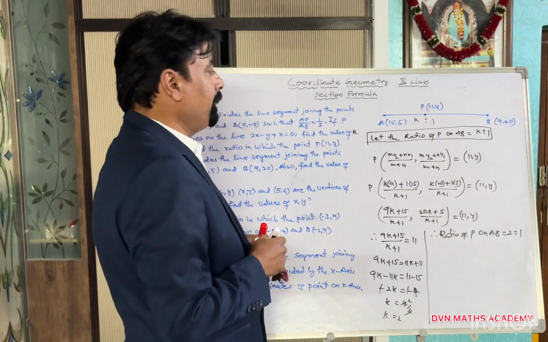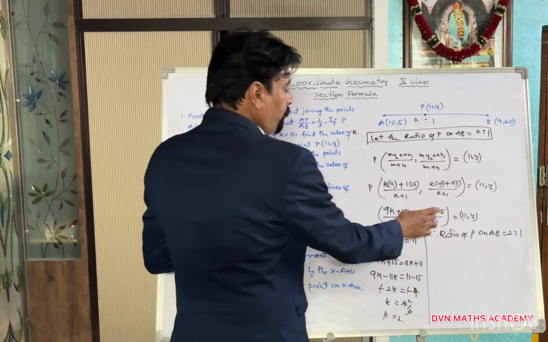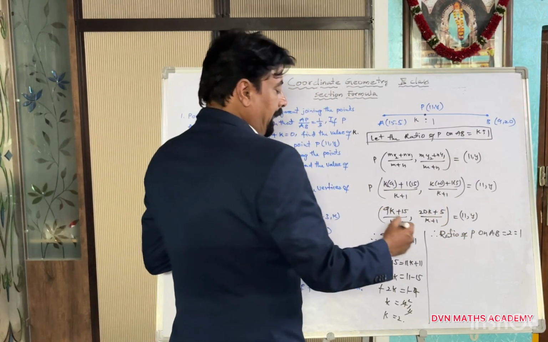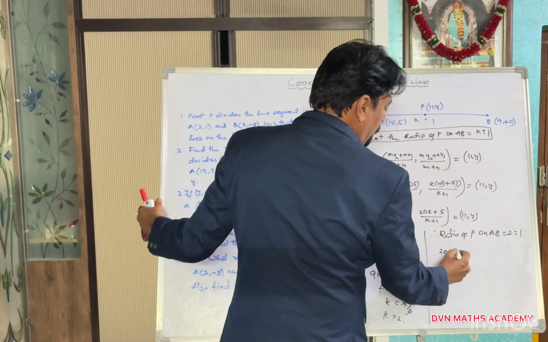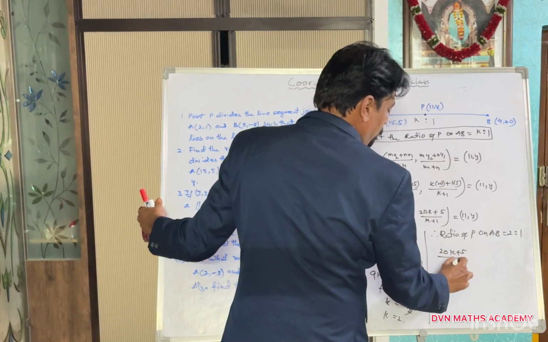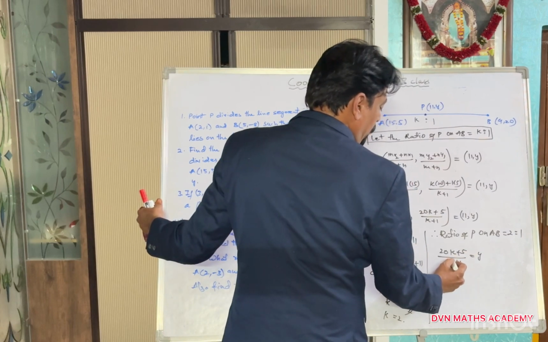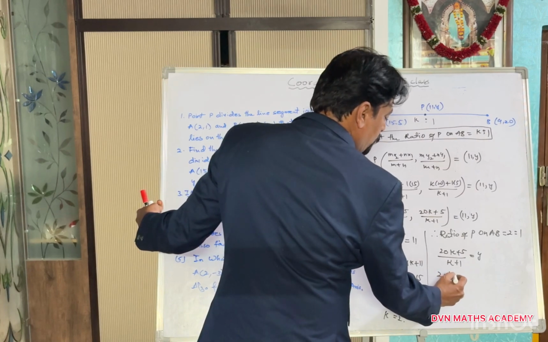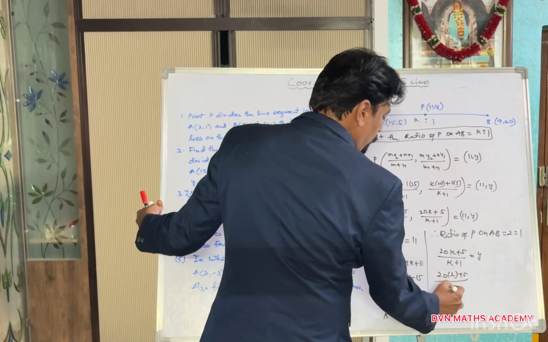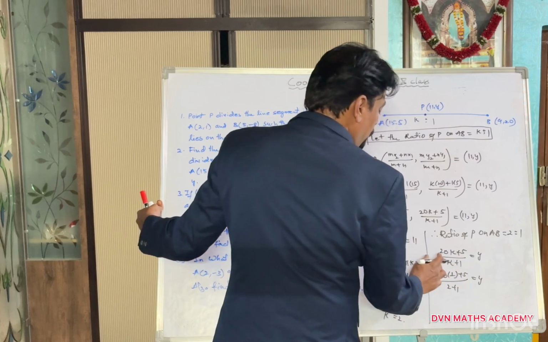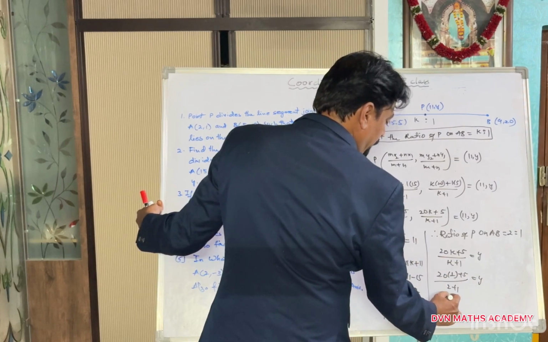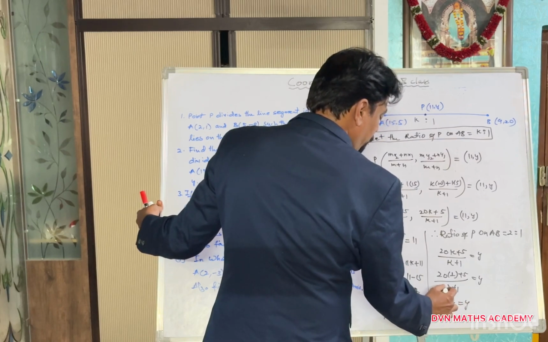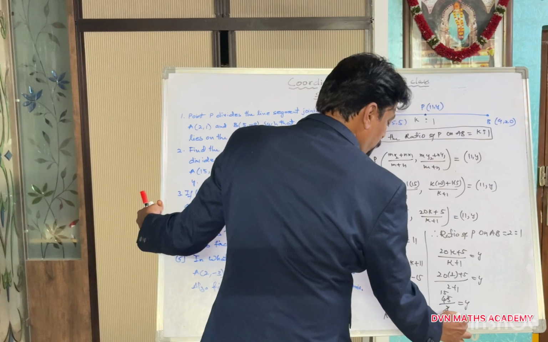Now, what is asked is to find the value of y. You compare the y coordinates, then you will get the value. That is, (20K plus 5) by (K plus 1) is equal to y. Now put the value of K, which I got as 2: (20 into 2 plus 5) by (2 plus 1). 20 into 2 is 40, 40 plus 5 is 45, by 3 is equal to y. 3 fifteens are 45. Therefore, y is equal to 15.